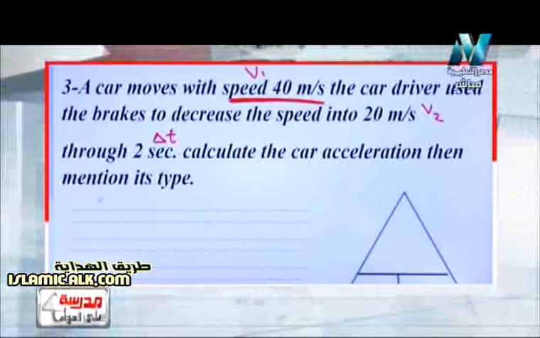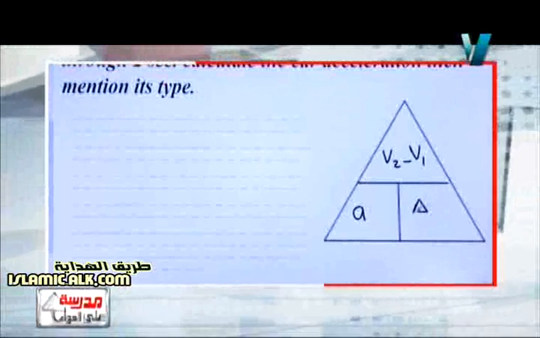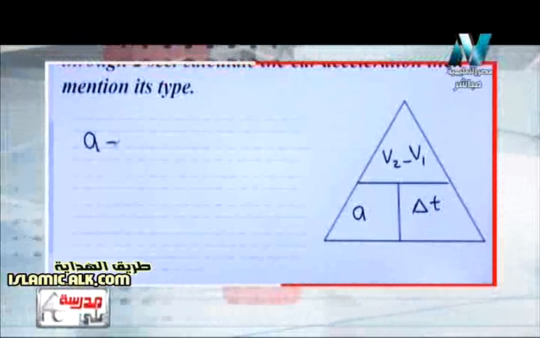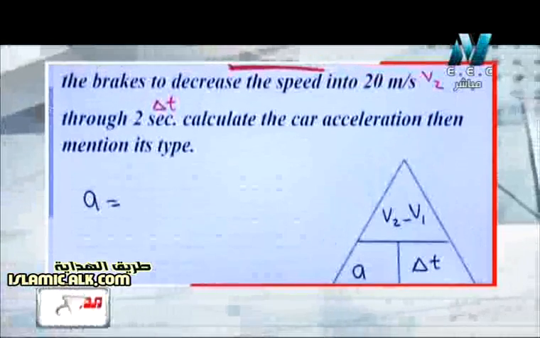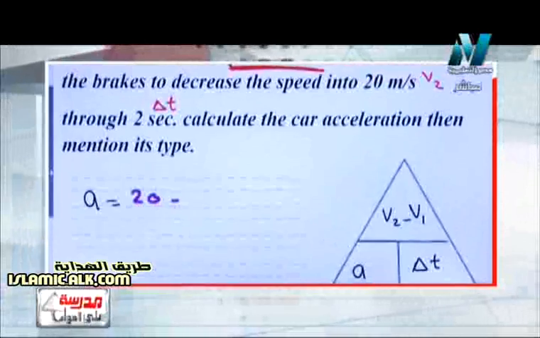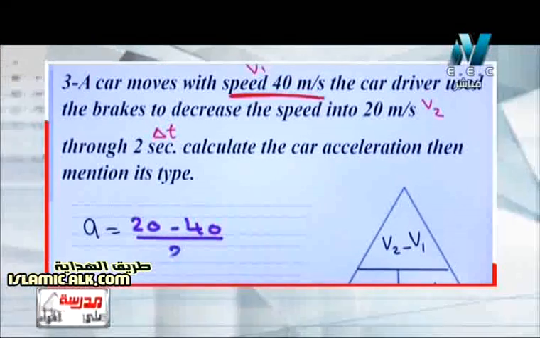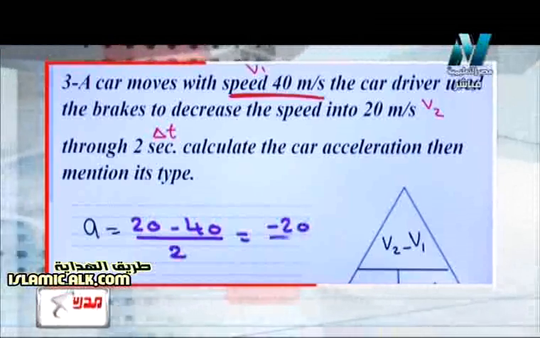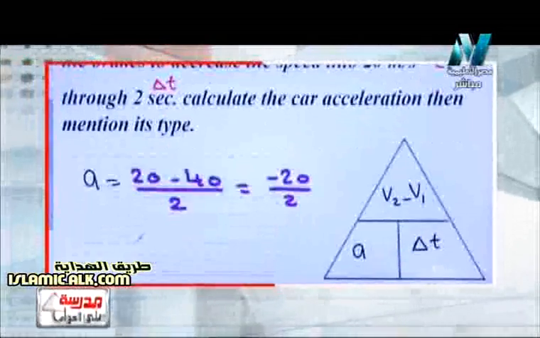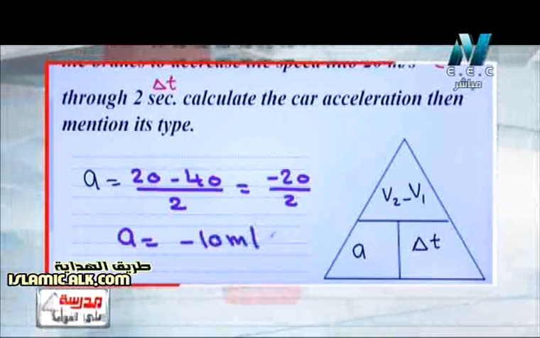How do I calculate it? I will use the magic triangle. Acceleration A equals V2 minus V1 over delta t. V2 equals 20 meters per second minus V1, which equals 40 meters per second, divided by 2. So 20 minus 40 equals negative 20, over 2. So we have acceleration equals negative 10 meters per second squared.